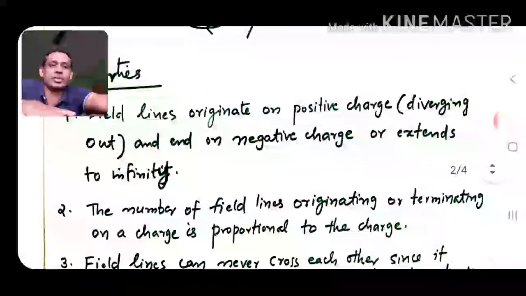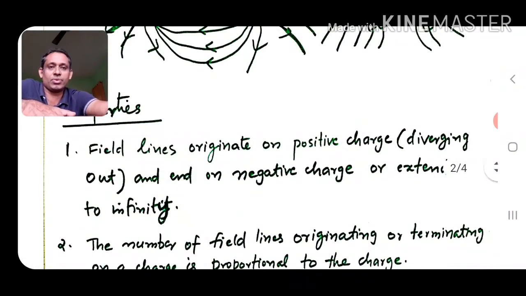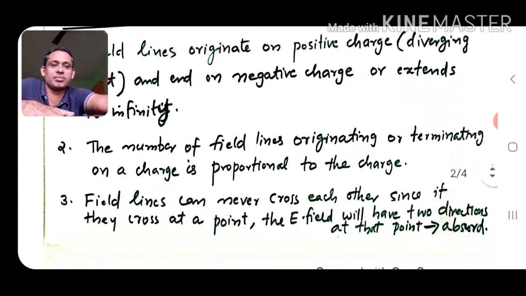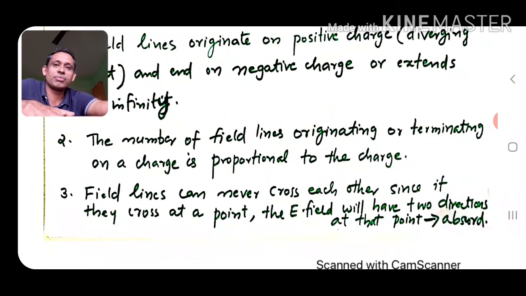So this is the first property: originate on positive charge and end on negative charge, or extend to infinity. The number of field lines originating or terminating on a charge is proportional to the charge. So when we draw the electric field lines, we must take care that the number of field lines originating or terminating on a charge is proportional to the charge.